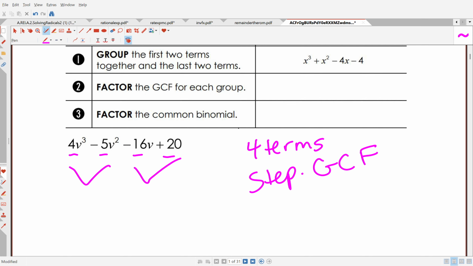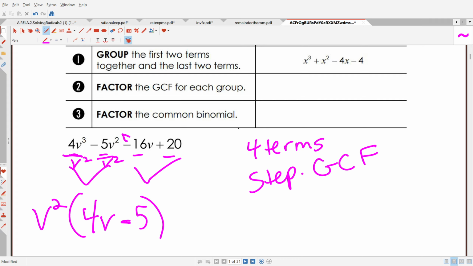So we're going to look at the first 2 terms. What's the greatest common factor? V squared. So take it out, and in your head, you're actually dividing by V squared. That's what you're doing. And you're putting the leftovers in parentheses. So what's your leftover? 4V minus 5. Perfect. Now, you're always going to use whatever this sign is. So if it's a plus, put a plus. If it's a negative, put a negative. That will help you out.